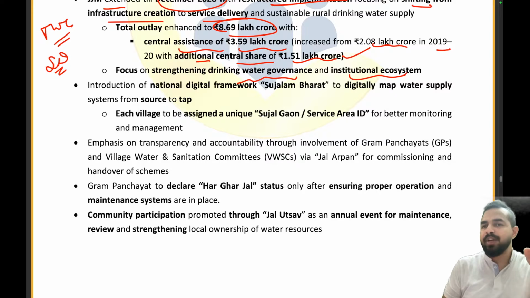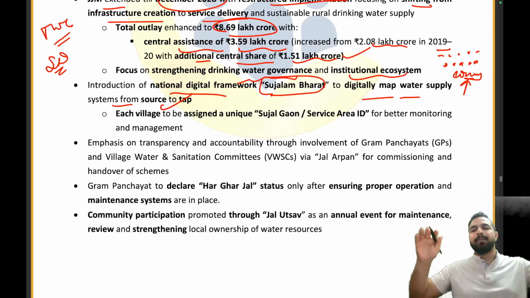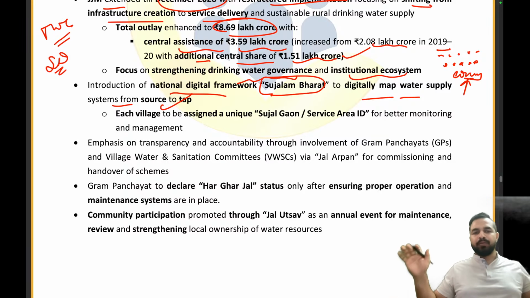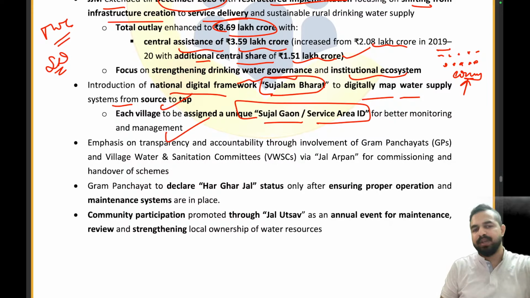How? I told you that we are engaging all the stakeholders in water delivery. Even community participation is required here. Right? Introduction of the National Digital Framework Sujalam Bharat to digitally map water supply systems from the source to the tap. We are required to digitally map the water supply systems from source to tap as part of the Sujalam Bharat framework, where each village will be assigned a unique Sujal Gaon or service area ID for better monitoring and engagement.